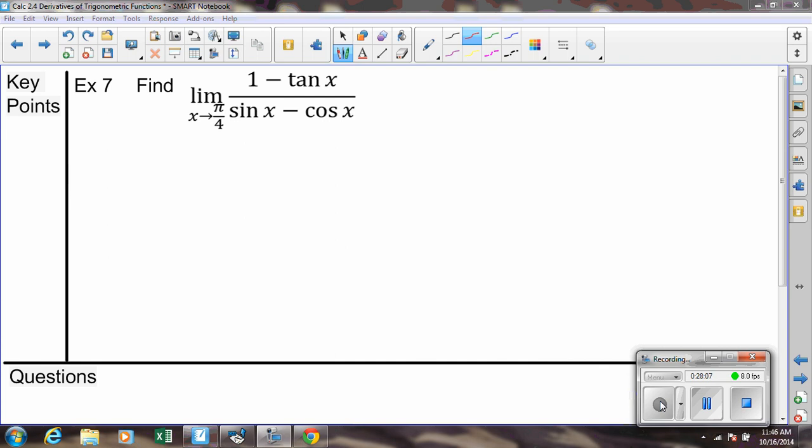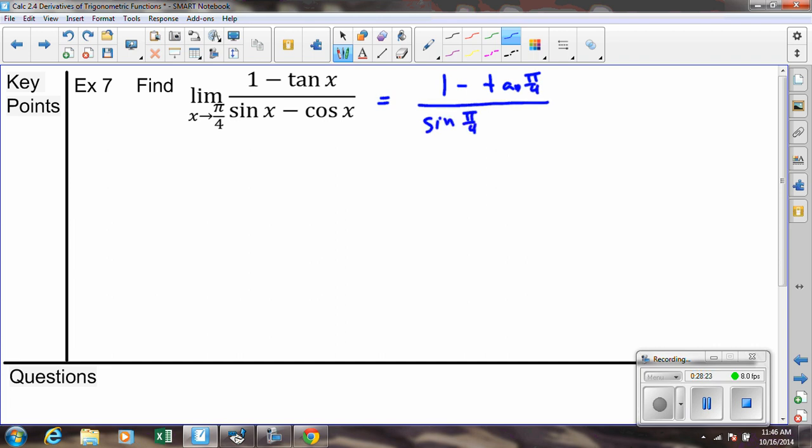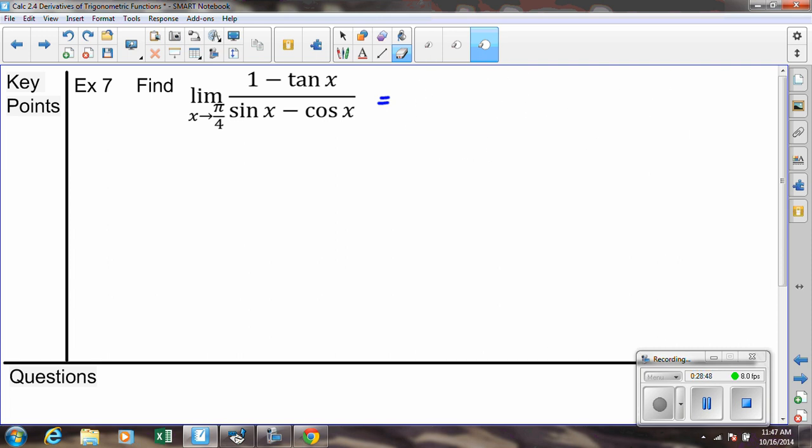And here is our last example. Once again, we would like to say, let's just try a direct substitution. 1 minus the tangent of pi over 4 over sine of pi over 4 minus cosine of pi over 4. Well, the tangent of pi over 4 is 1. Sine of pi over 4 is square root of 2 over 2. Cosine is square root of 2 over 2, and when we plug them in, we get 0 over 0, which again makes absolutely no sense whatsoever, so direct substitution fails us again, telling us it's not going to work.